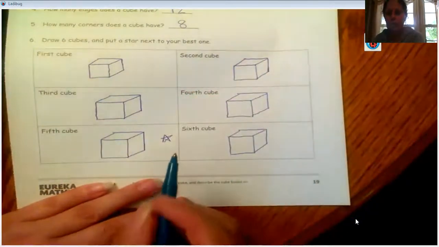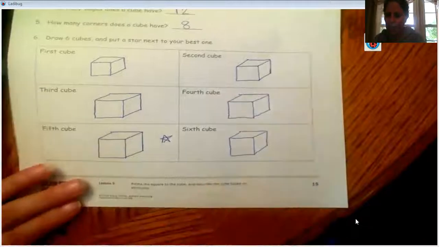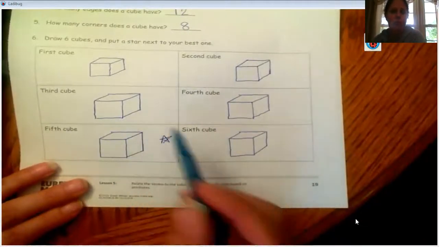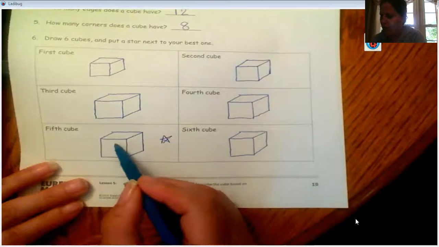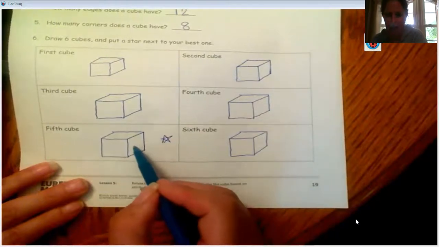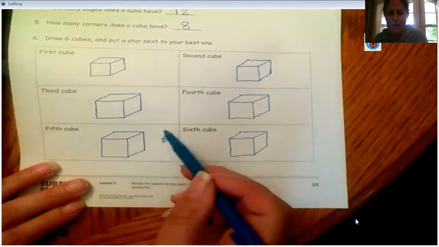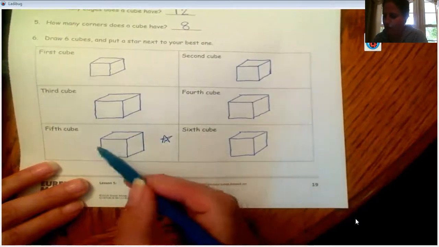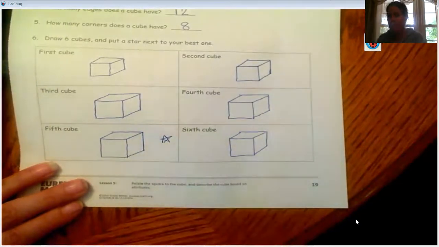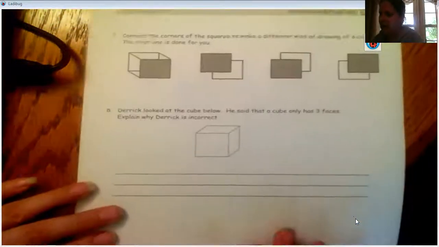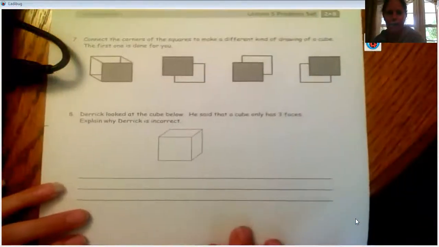So when we're looking at the drawing of our cubes, we're seeing about half of it. We're seeing three of the faces. We're seeing the front, the top, and one side. So what we're not seeing is the back, the bottom, and the other side. That would give us a total of the 6 faces. All right, let's have a look at the back.